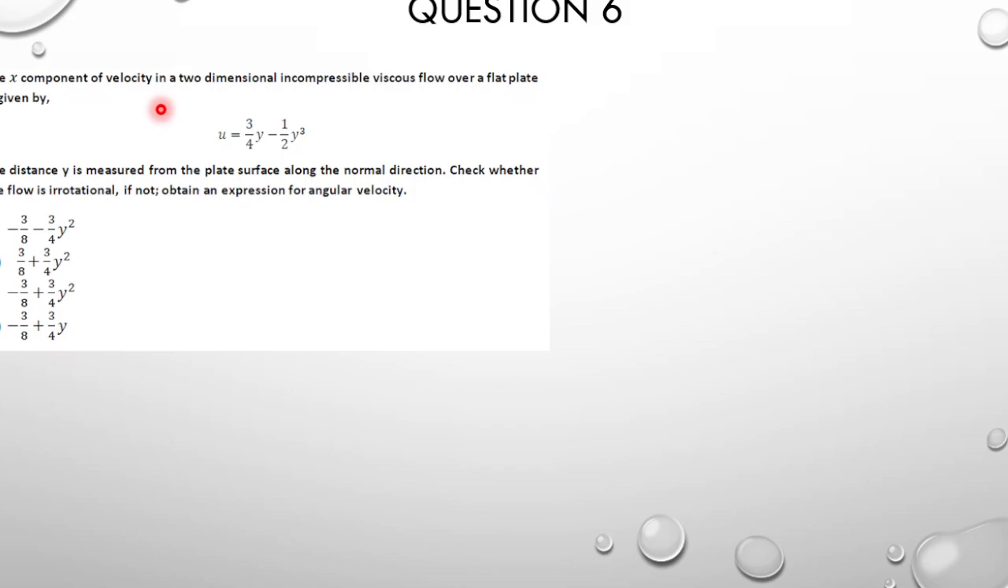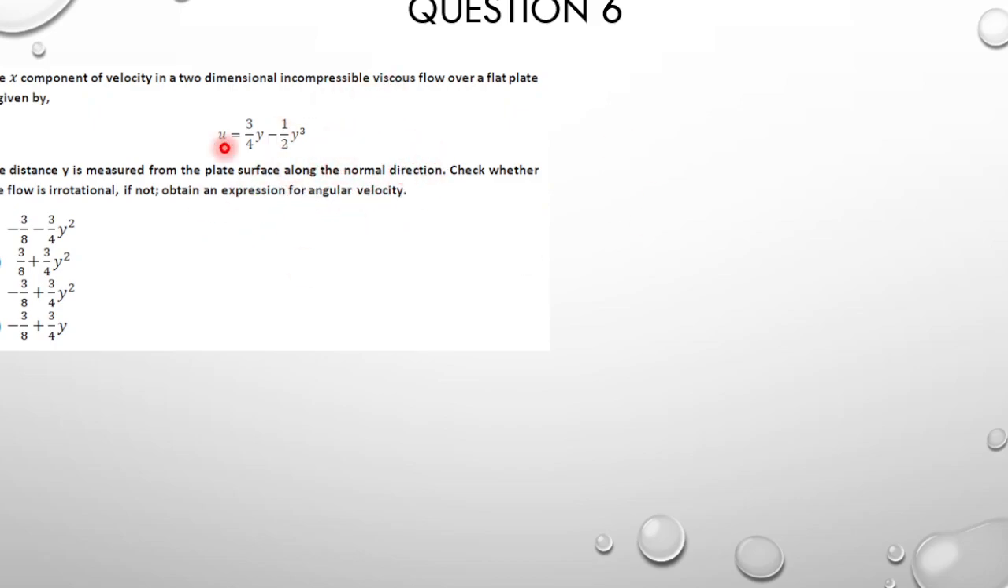So the velocity field is given along the x direction, the x component. In this there is a y term. So the distance y is measured from the plate surface along the normal direction. So basically from the plate surface, if you measure in the normal direction, whatever distance you get, that is y. Now check whether the flow is irrotational, and if it is not, then find the expression for angular velocity.